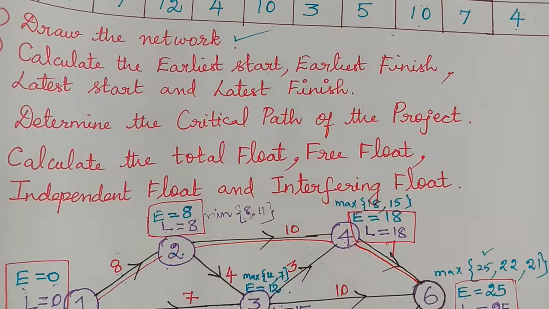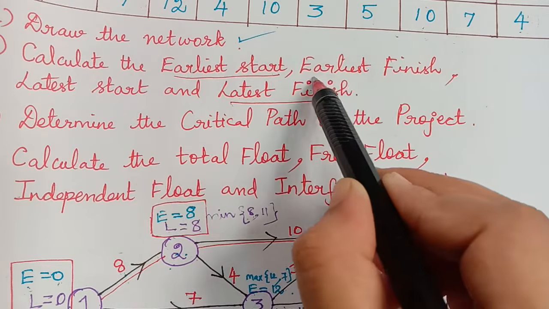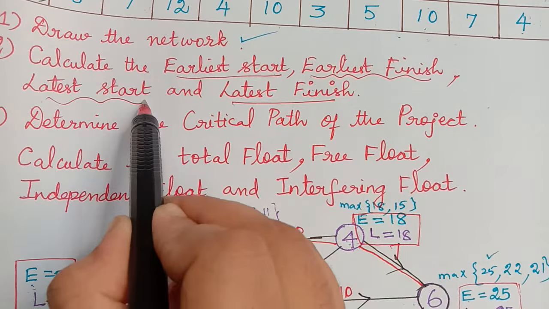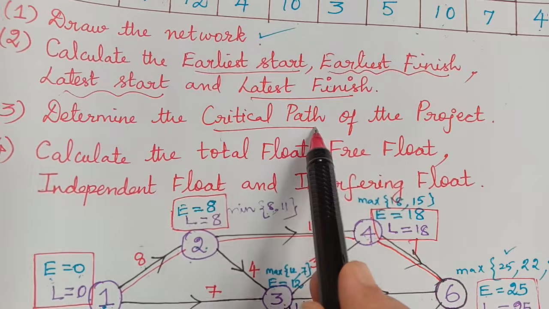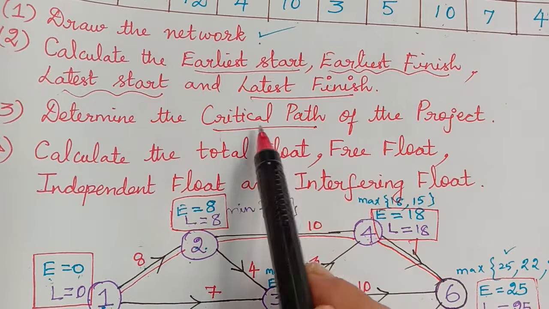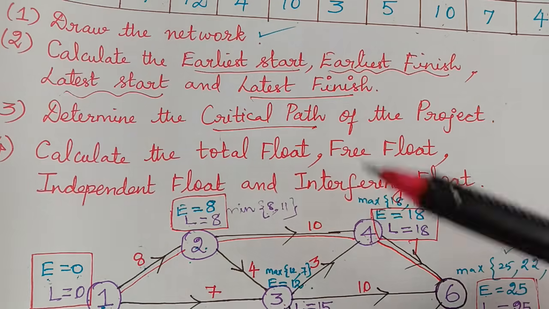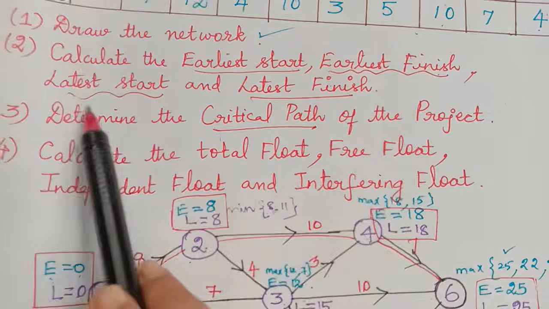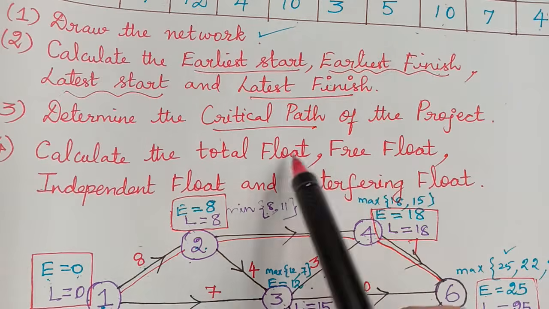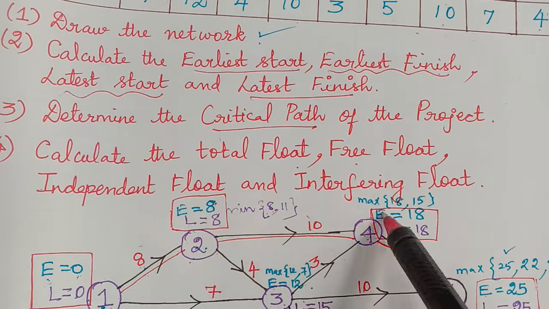So as of now, we have calculated the earliest start and the latest finish. To calculate the earliest finish and the latest start, we have to draw the tabular column and let us finish it. And we have also found the critical path and the duration taken to complete the project. In our next video, which will be a continuation of this video, we will be finding the earliest finish and the latest start, and also we will be finding the total float, free float, independent float and interfering float. Hope you have understood this concept.